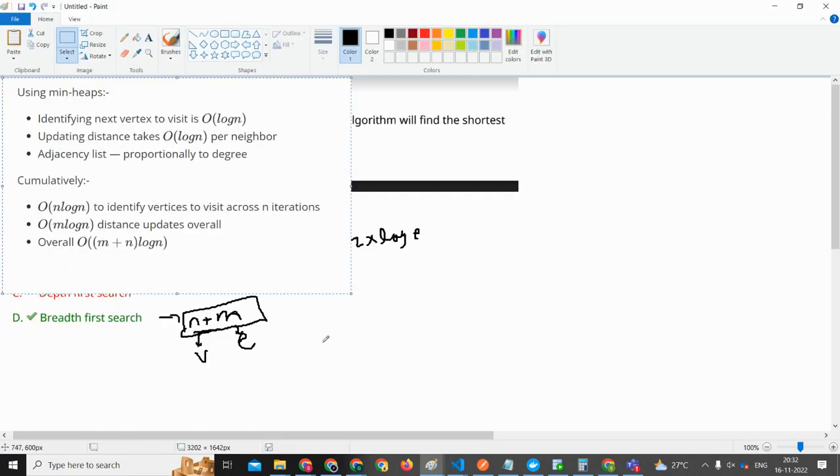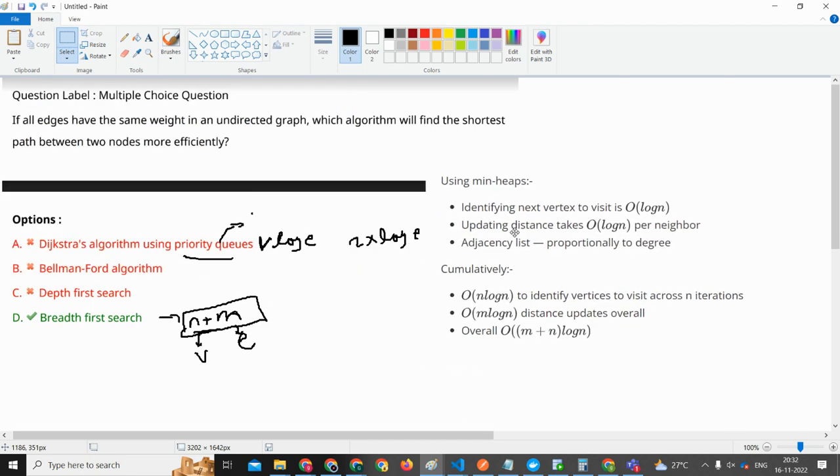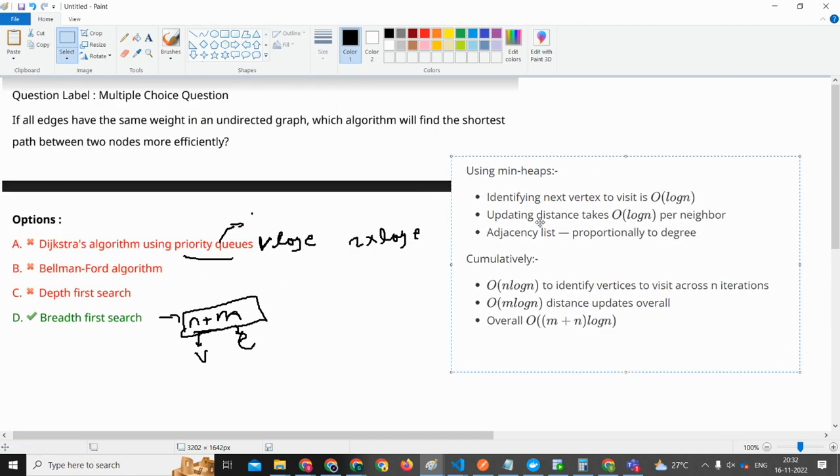You're right, BFS. But this log n factor is not there. We are only able to use this because all weights are equal. Otherwise, the breadth first search won't work.